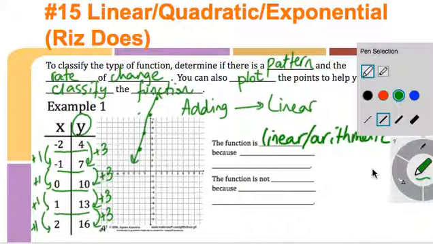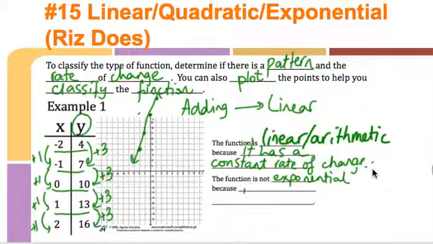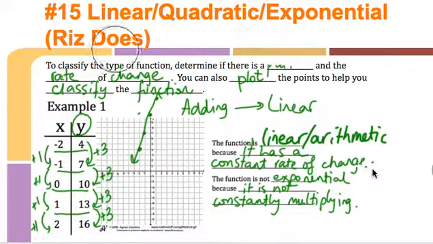Because it has a constant rate of change, or it's constantly adding. The function is not, let's say, exponential because it is not constantly multiplying. You're just trying to make your explanation pretty good by explaining something that it is not. Let's go ahead and move forward to the next example.